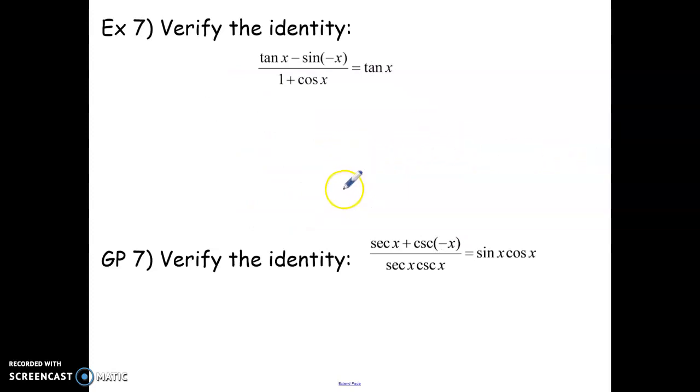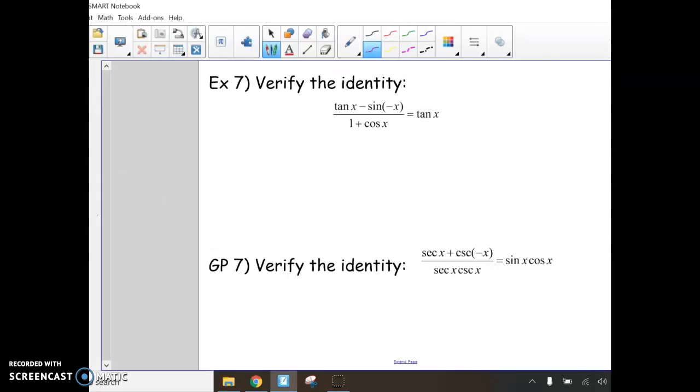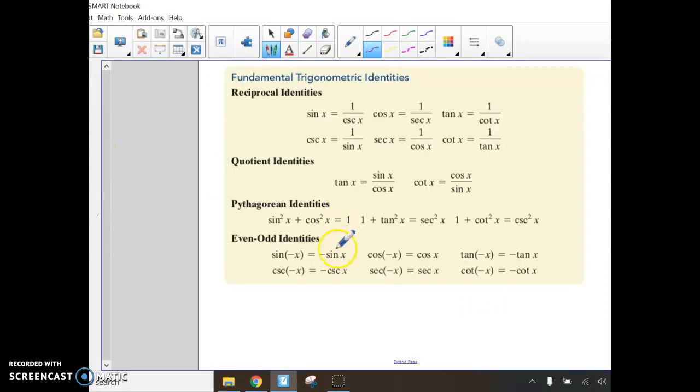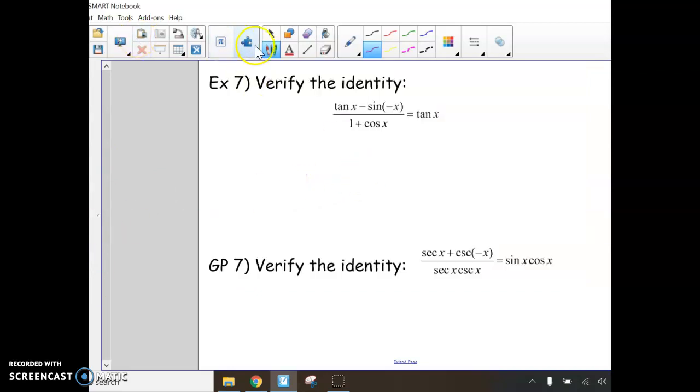Next problem. We have a couple options here, and I'm actually going to flip back here for a second because we have sine of negative x, and like I said, this isn't one that we see very often, so I'm going to just pop this back up here. Your even and odd identities: sine of negative x is the same as negative sine of x, and that has to do with the symmetry of the graph. So sine of negative x equals negative sine of x. So I'm going to go ahead and start by replacing that.